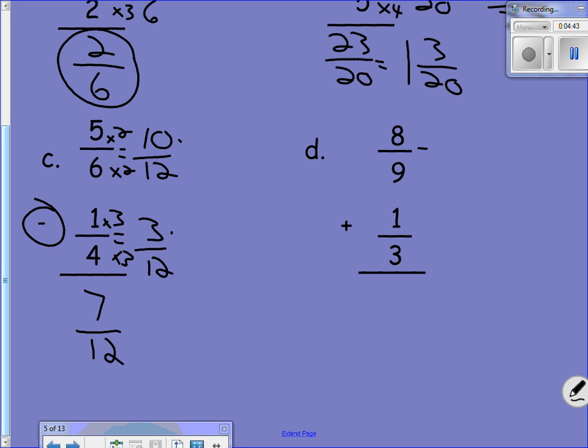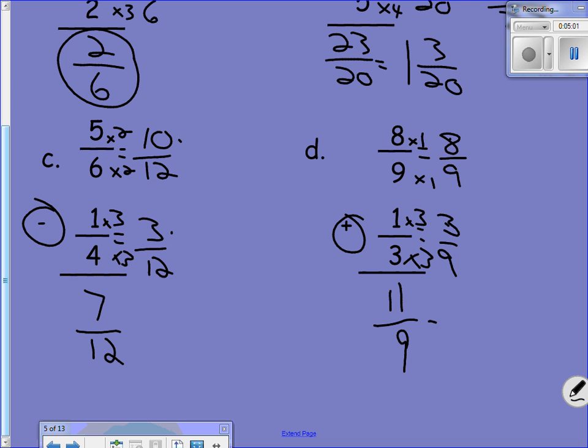3 and 9, they both go into 9. Times 1 gives me 8. Times 3 gives me 3/9. I'm adding 8 plus 3 is 11 over 9. I'm not leaving it as an improper fraction. How many 9s go in 11? 1. What's left over? 2 9ths.